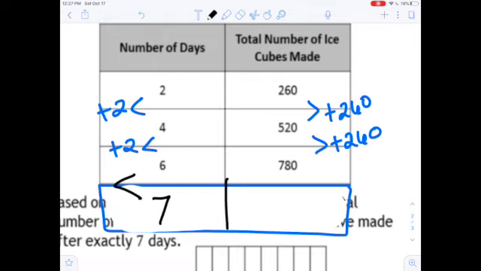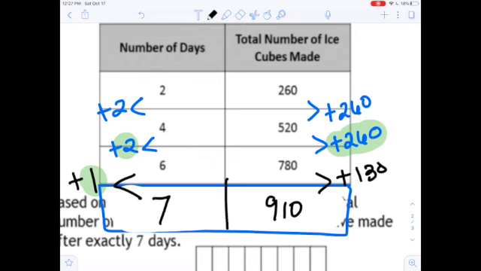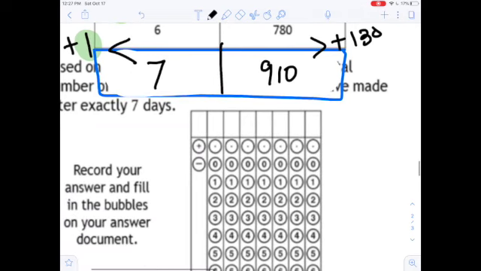If I'm going from 6 to 7, that's not going to be +2. That's actually going to be +1. So just like what we did on our table, if this guy is 2 and this guy is 1, then 1 is half of 2. So if we're being consistent, instead of doing 260, which is the whole thing, we're going to have to take half of that. So taking half of that is actually going to be plus 130, not 260. So 780 plus 130 is going to give us 910. So that's going to be our answer.